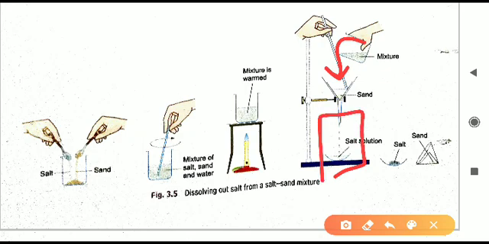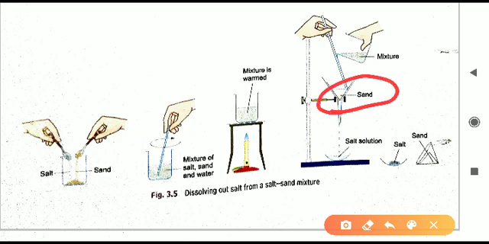Sand will remain upwards because sand has not dissolved in water. Sand is a solid still, it has not dissolved in water. So it will separate out on the filter paper above the flask, above the conical funnel, and the lower part, what we are getting is salt solution. So first thing we have got, we have separated sand.